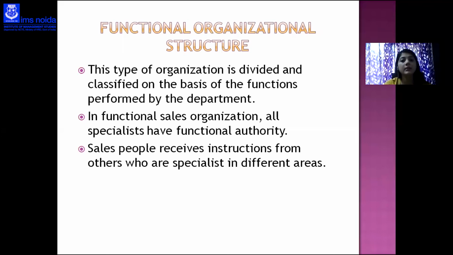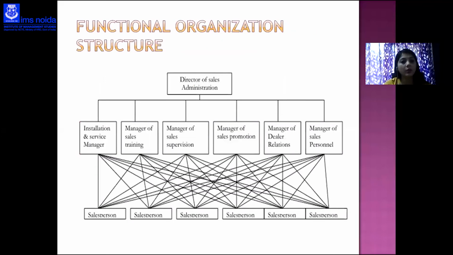Now, we can see the figure showing the functional organization structure. There is a director of sales administration and he has several managers working under him. Here, employees of different departments report to different managers. So, there is a cross-reporting relationship among the various kinds of employees, and sometimes it creates confusion.